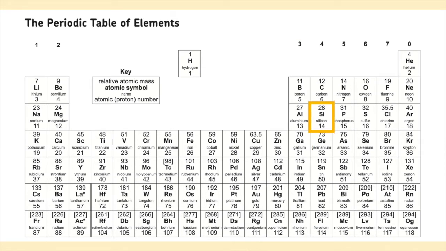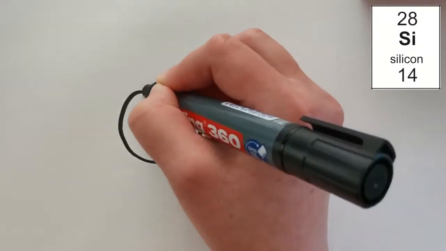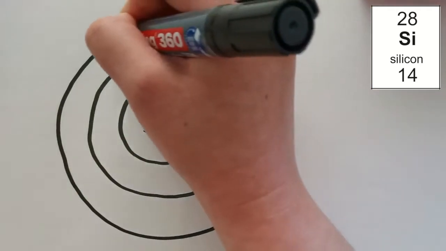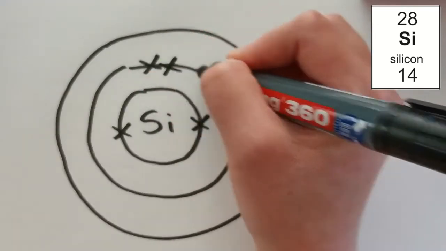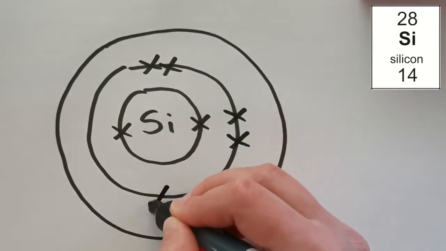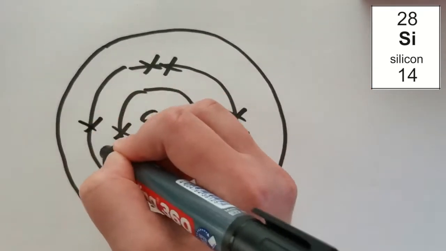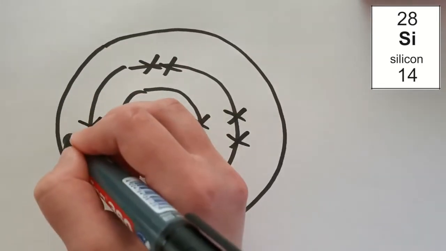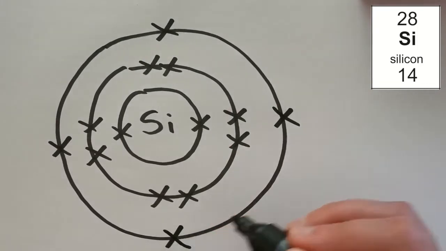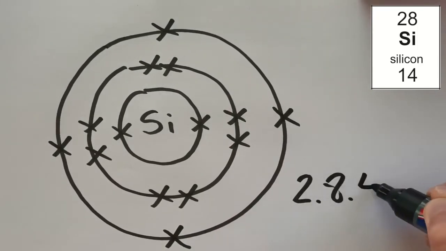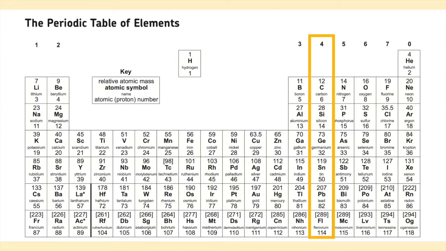So let's do silicon. Silicon has 14 electrons, so again we're going to put 2 in the inner shell. We've now filled the first electron shell, so the next 8 electrons go into the second electron shell. And now this one is full, so we put the last 4 electrons into the outer electron shell. Again, here we see that silicon is in group 4 of the periodic table and it has 4 outer shell electrons, so there's a definite pattern here.